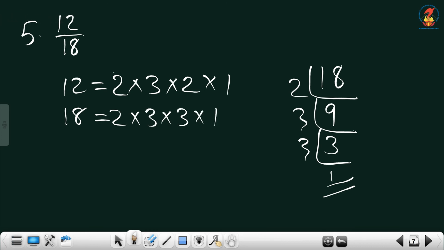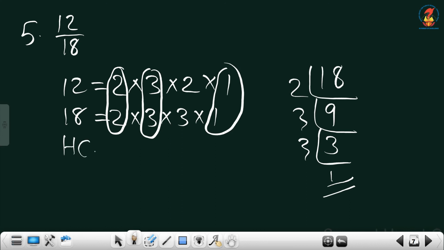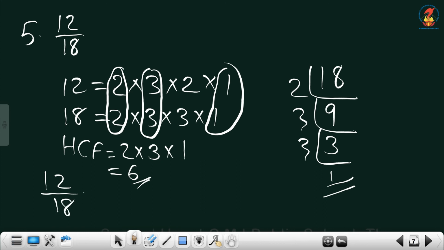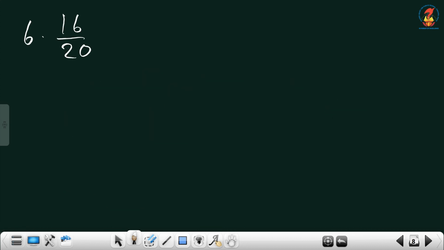Okay, then common factors are what? 2, 2 common, then 3, 3 common, then again 1, 1 only, right? HCF is what? HCF is 2 into 3 into 1. That is what? 6. 12 by 18, I need to divide numerator and denominator by HCF. 12 by 6 divided by 18 by 6. Which answer did I get? 2 by 3. Okay.